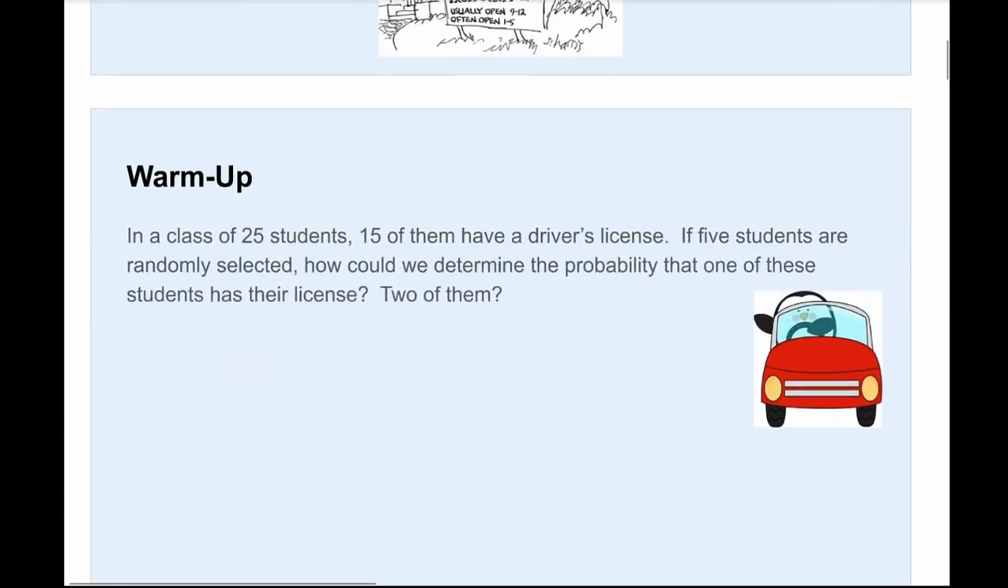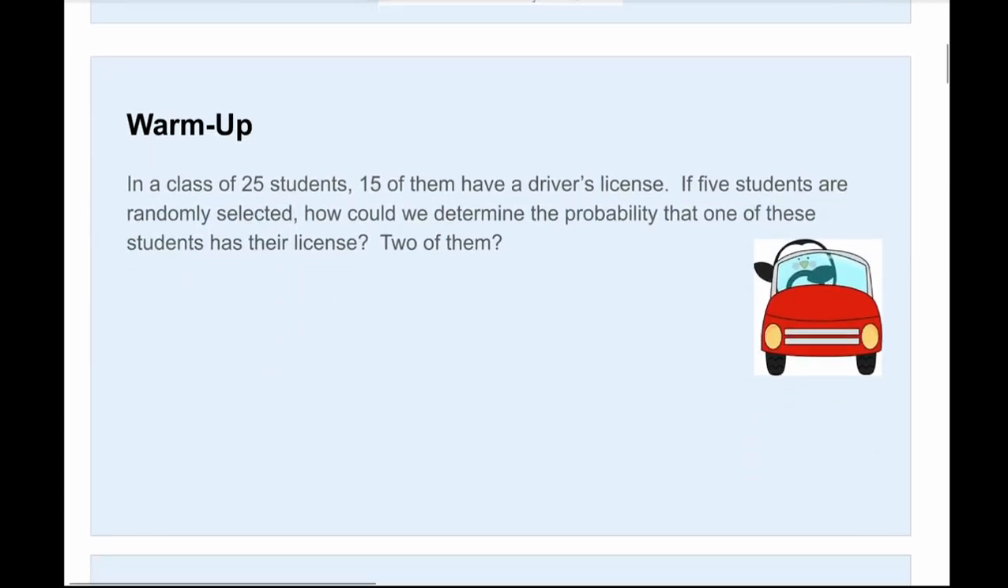So as a warm-up, in a class of 25 students, 15 of them have a driver's license. If 5 students are randomly selected, how could we determine the probability that one of these students has their license, or 2 of them have their license, or we could extend it to 3 of them, 4 of them, or all 5 of them.